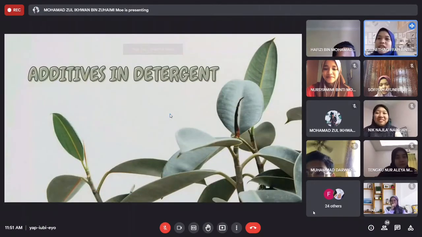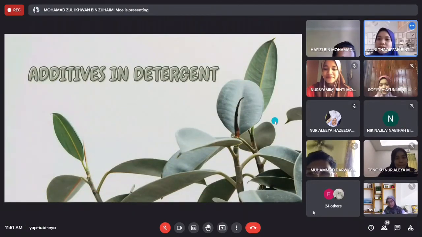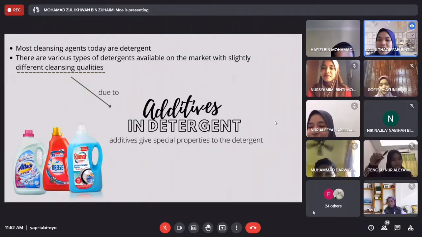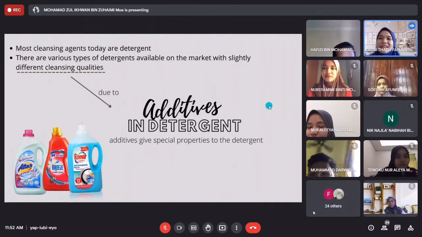So we move to additives in detergent. Okay. Most cleansing agents today are detergents. There are various types of detergent available on the market with slightly different cleansing qualities. The difference in cleansing qualities is due to the additives in detergent. The additives in detergent are added to give special properties to the detergent. So, next slide.